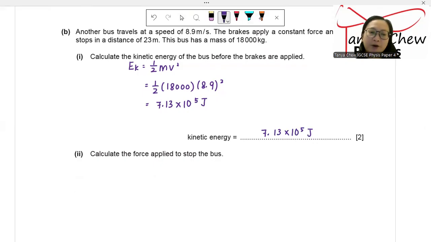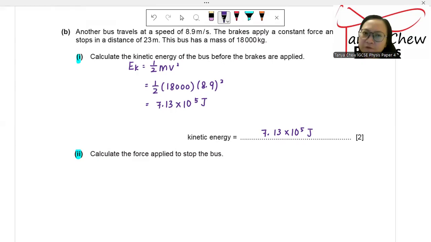Right. Now the second part, calculate the force applied to the bus to stop the bus. When I have already calculated kinetic energy, the other clue for you is that whenever you see the first part that you have calculated, the second part is normally related to the first part.